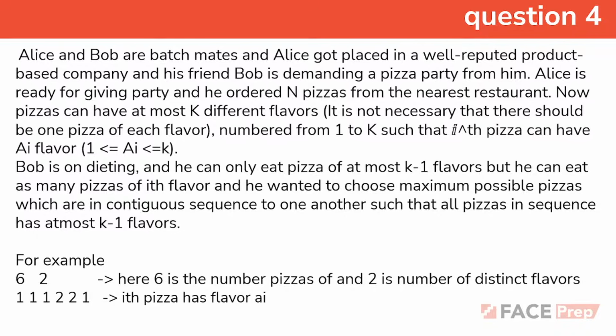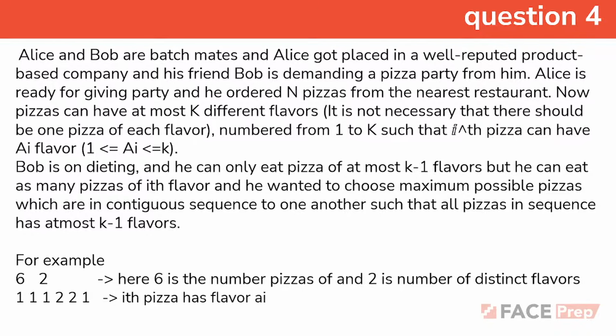Okay, so what flavors are there? It's going to be from 1 to k. Bob is on a diet, and he can only eat pizzas of at most k minus 1 flavors, but he can eat as many pizzas of the ith flavor as he wants. He wants to choose the maximum possible pizzas in a contiguous sequence, such that all the pizzas in the sequence have at most k minus 1 flavors.